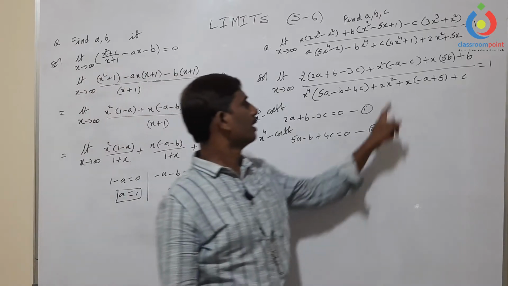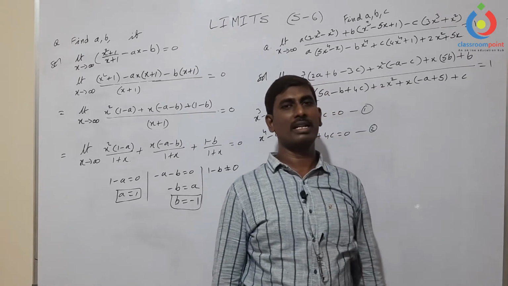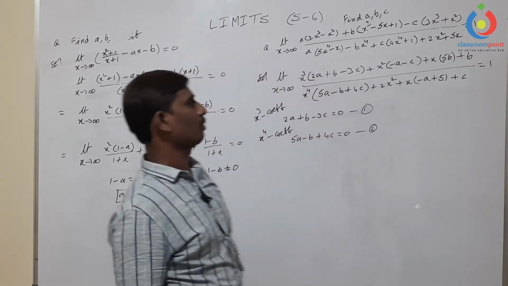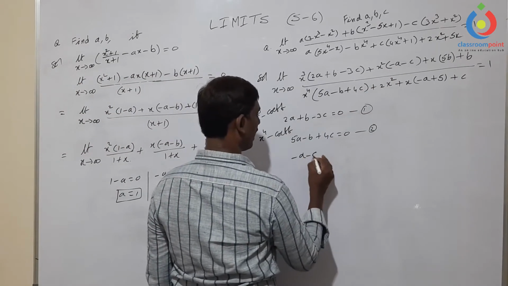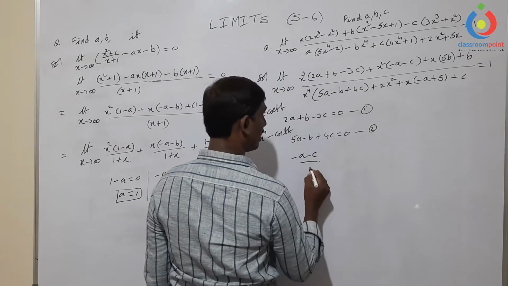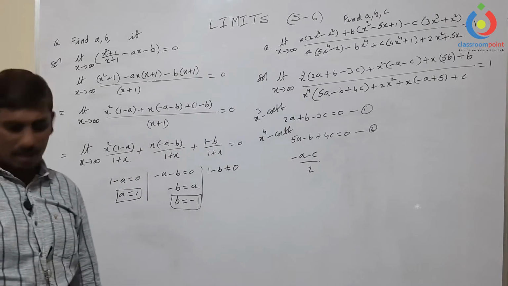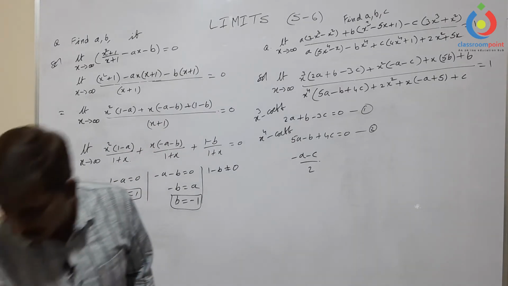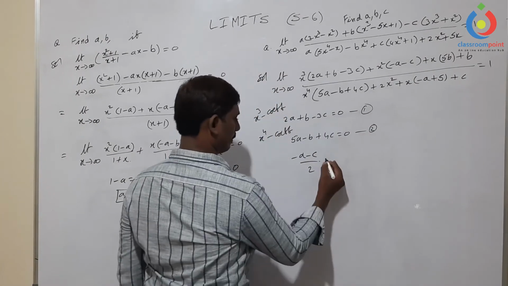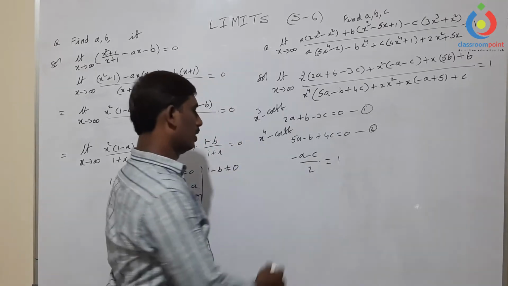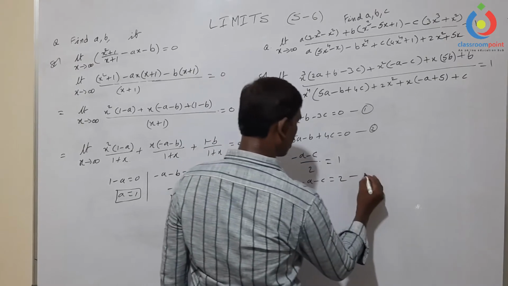What is the remaining? Degrees are equal. When the degrees are equal, then we are getting the quotient. The quotient means what we have? Minus a, here minus a minus c. Here we are getting it is 2. That is one of the values, x square quotient, which is equal to, as they have given, 1. So now minus a minus c is equal to 2. This is equation number 3.